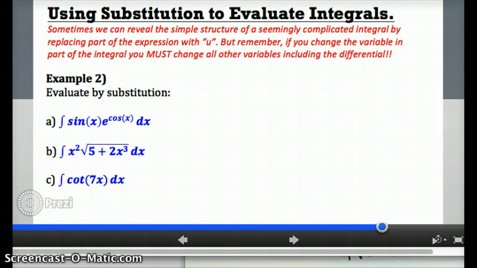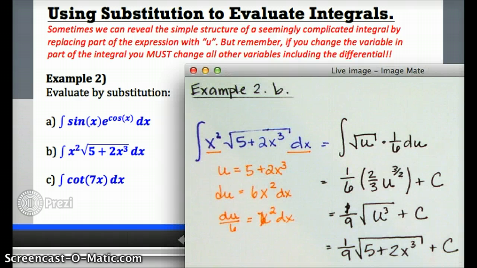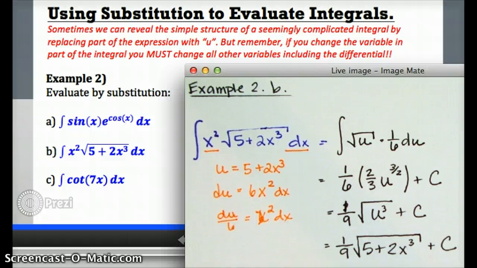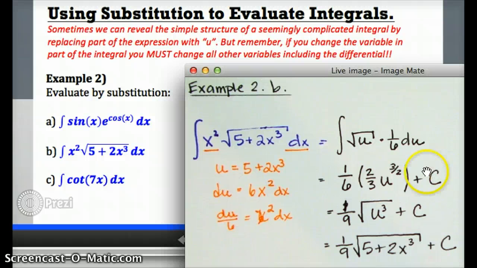In fact, try working it out yourself. See if you can remember what we did in class to evaluate b. Great, hopefully that was easy. If it wasn't, it's just an indication that you should review your notes a little bit before moving on. Here's what the work looked like. Notice that I'm strategically choosing u to be the expression that is kind of in the most complicated position. Here I decided the most complicated position was to be inside of the radical symbol. Everything else follows, and of course don't forget plus c and to convert back to your x variable.